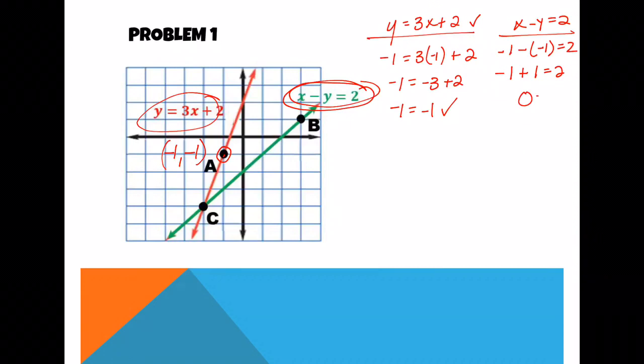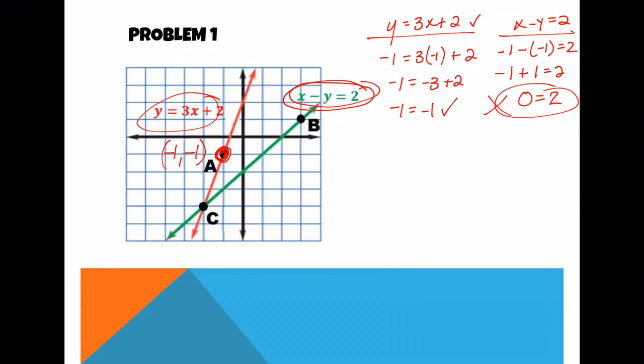-1 plus 1 is actually equal to 0, right? So this does not solve the equation. -1, -1 does not solve the second equation. And that makes sense, right? Because it's not a point on the green line. It is only a point on the red line. So let's try this again with point B.